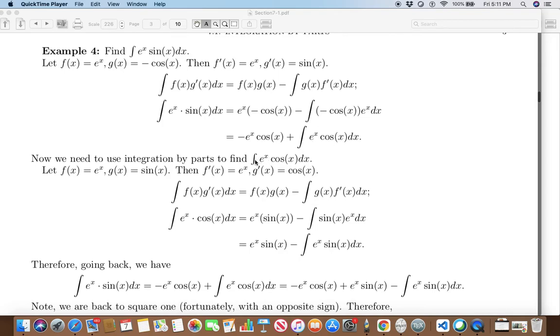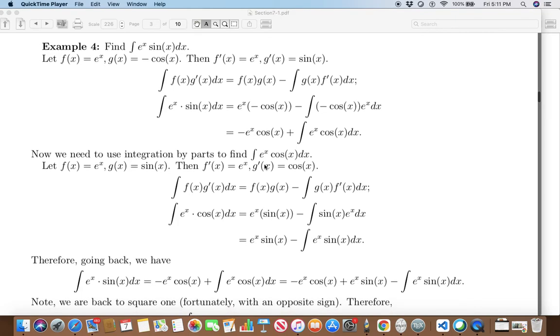So what do we do? Well, continue. Integral e raised to x cosine x dx. Let f(x) be e to the x, g(x) be the integral of cosine. Integral of cosine is sine. Then f prime is e to the x, g prime is cosine x. So, integral fg prime is fg minus integral g f prime. fg prime is e to the x cosine x, whereas fg is e to the x sine x minus integral of g f prime.